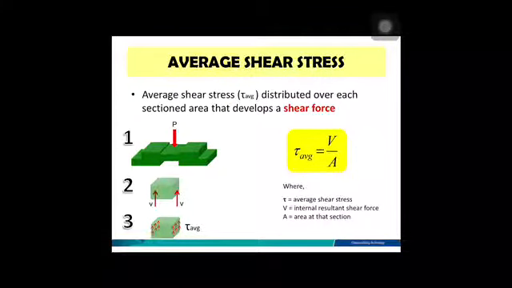Same as normal stress, for shear stress we also calculate an average shear stress. Average shear stress is distributed over each section area that develops a shear force. If you cut this section, then you can see that this is the distribution of the forces, and then we calculate the average. Mathematically, it's expressed like this. Shear stress is equal to V over A, whereas V is equal to the internal resultant shear force, and A is the area.